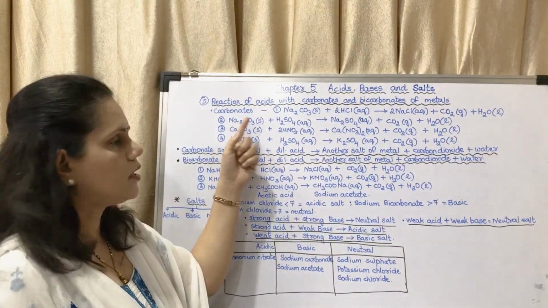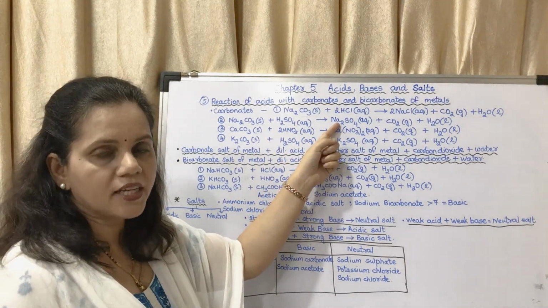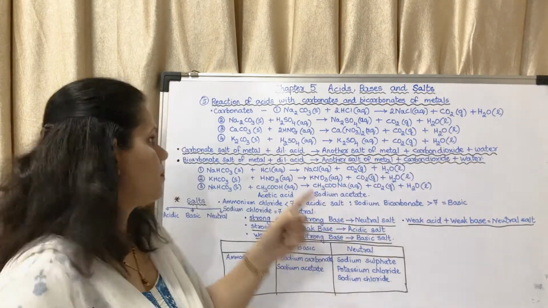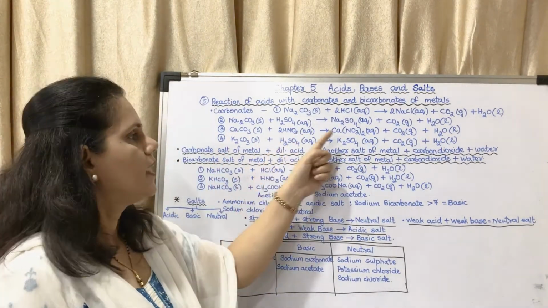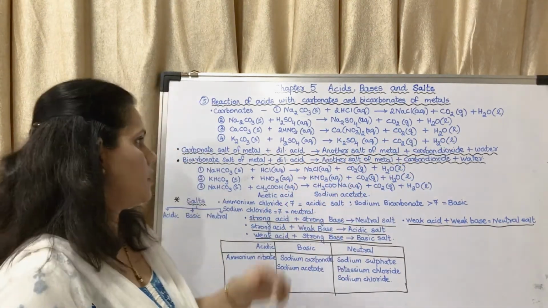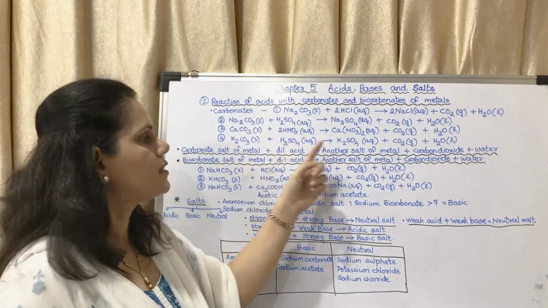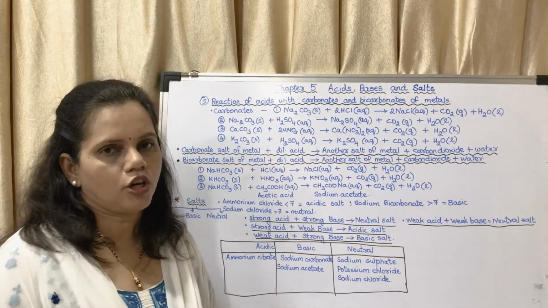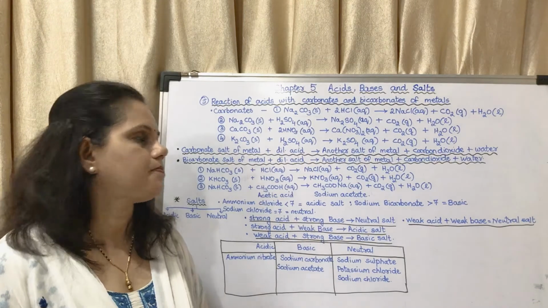Sodium carbonate reacts with sulfuric acid to form sodium sulfate, which is a salt, plus carbon dioxide plus water. Calcium carbonate plus nitric acid gives calcium nitrate plus carbon dioxide plus water. Potassium carbonate plus sulfuric acid gives potassium sulfate plus carbon dioxide plus water. You may fill in the blanks.